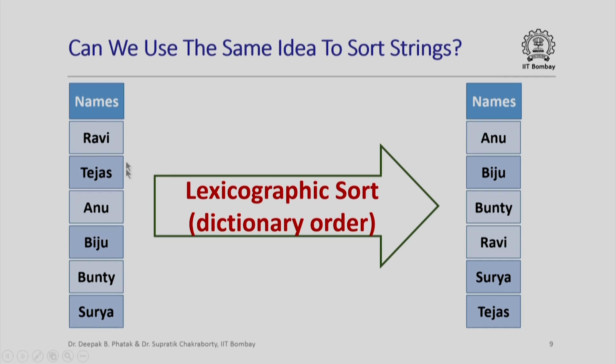Suppose instead of an array of integers, I had an array of names like Ravi, Tejas, Anu, Biju, Bunty and Surya, and I wanted to sort them in the lexicographic order or in the dictionary order. So, the name that would appear first in the dictionary, Anu, should appear at the top of this sorted array. The name that should appear next, Biju, should appear next, and then Bunty, Ravi, Surya and Tejas. So, the question is, can we use the idea that we used for sorting integers to actually sort arrays of strings as well?